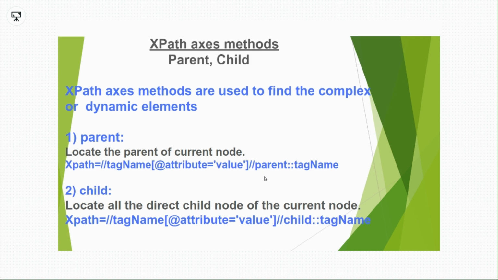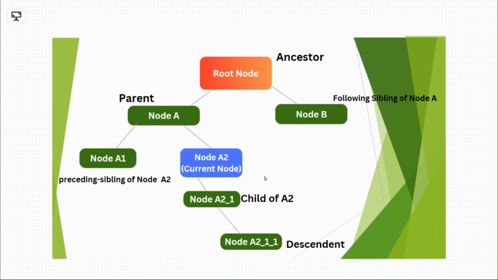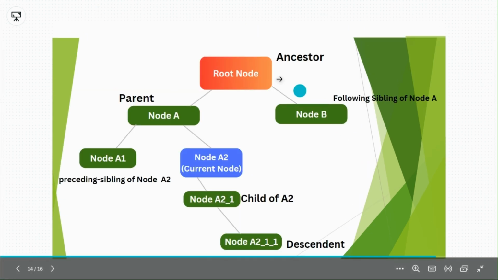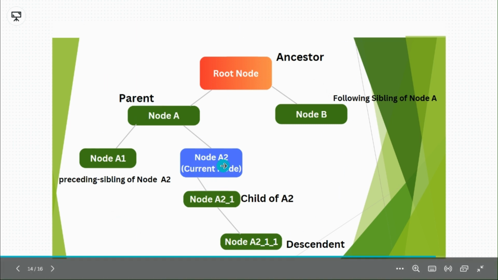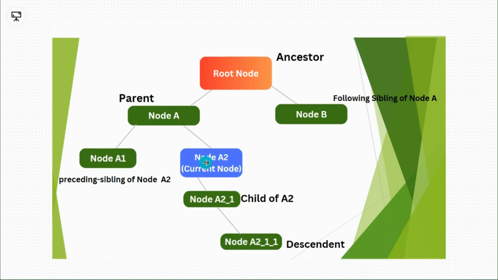I will explain with the help of a family tree. If you see this picture, this is a family tree picture. We are going to discuss parent and child, so you can ignore all other things right now. I will explain them in the next video as per the different access methods. In this video, node A2 is our current node, and we will try to find the parent of this node and the child of this node.